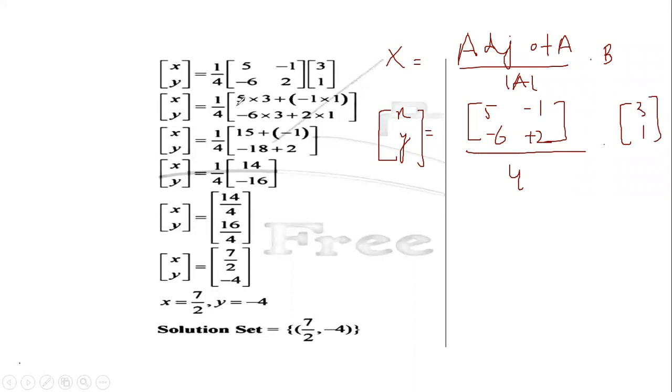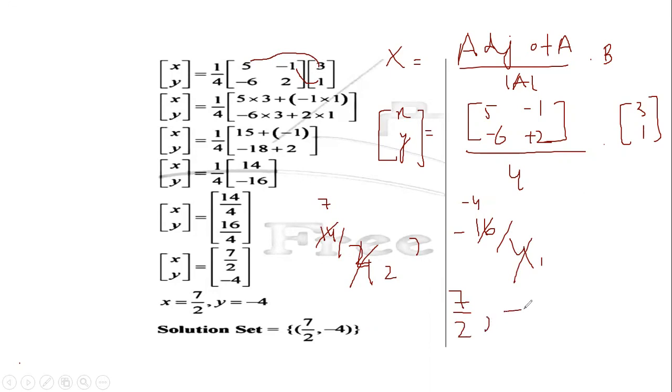Now simply multiply: 5 multiplied by 3, 1 multiplied by minus 2, minus 6 multiplied by 3, 2 multiplied by 2. So then 13 whole divided by 4 and minus 14 divided by 4. So 13 by 4 and minus 14 by 4. So this is the value.